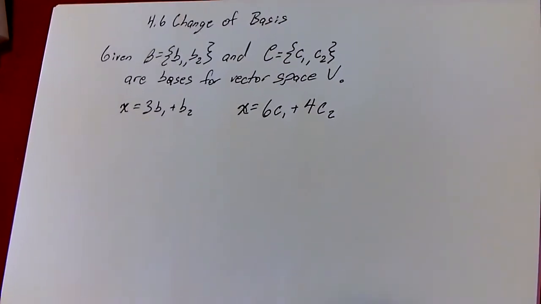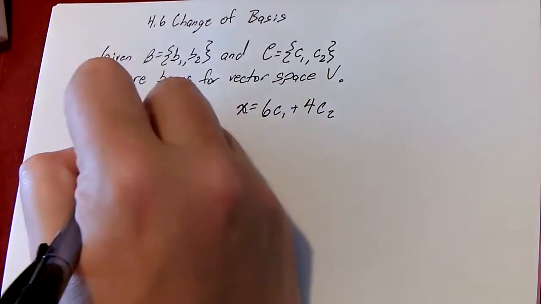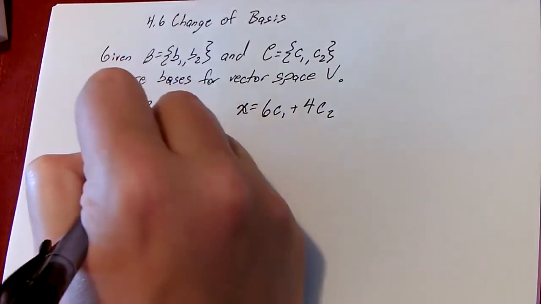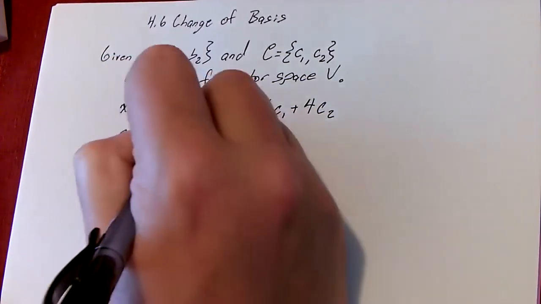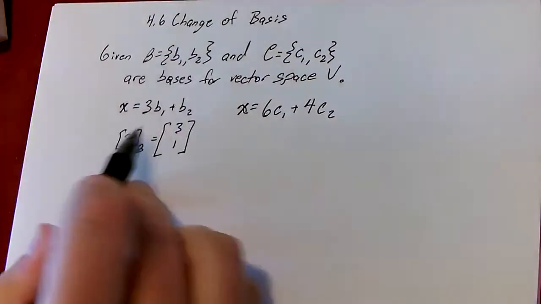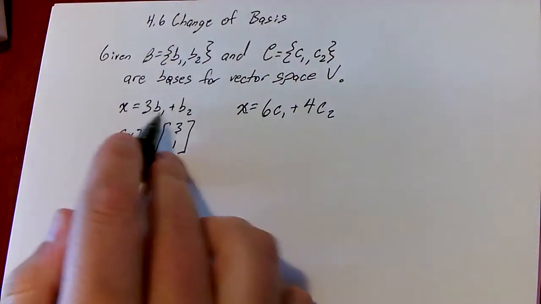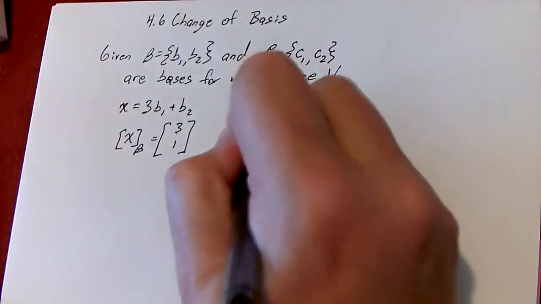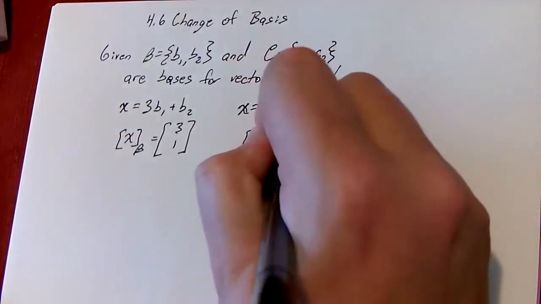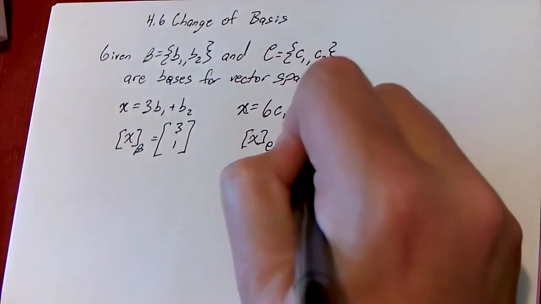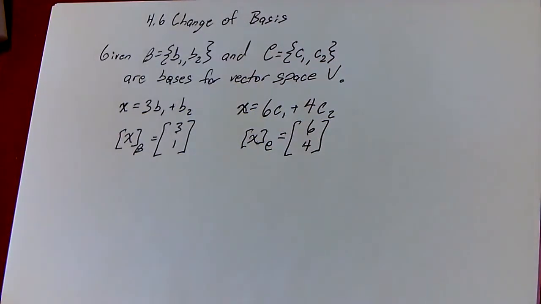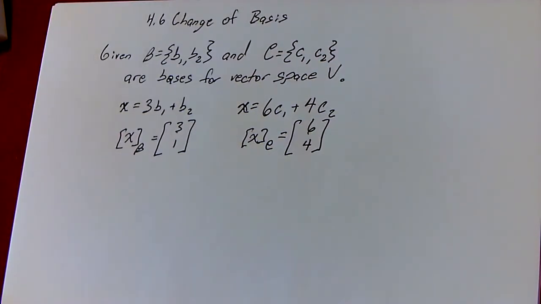generate our coordinate vectors. So I know that the coordinate vector for X with respect to basis B is equal to 3, 1. Again, those are the coefficients, those are the scalars it's multiplied by. And I also know that the coordinate vector of X with respect to basis C is equal to 6, 4. And so I want to be able to go between those.